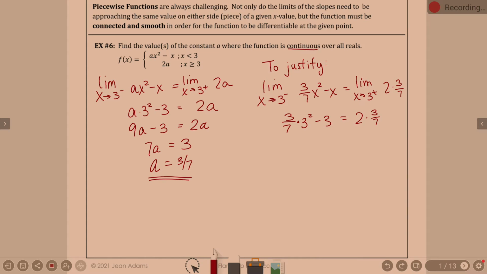3 squared is 9. 9 times 3/7 is going to make this 27/7 minus 3, equaling 2 times 3/7, which is 6/7. Although, how do we subtract 3 from 27/7? Yeah. We're going to think 27/7 minus 21/7. And guess what? 27/7 minus 21/7 is 6/7. And so that's your justification, just showing that it did work out.